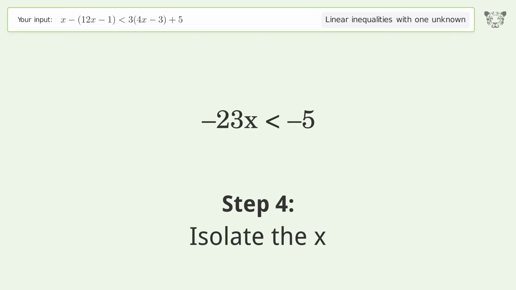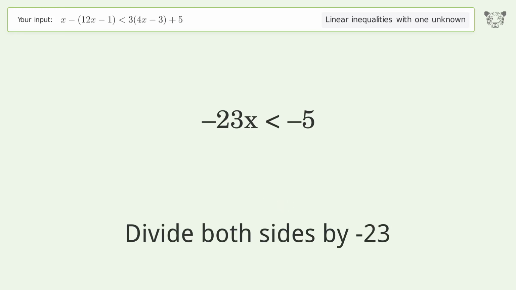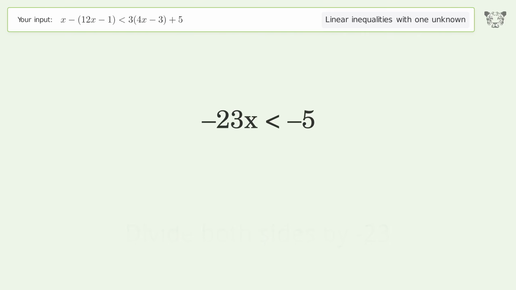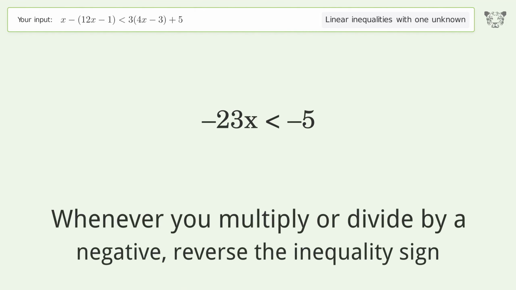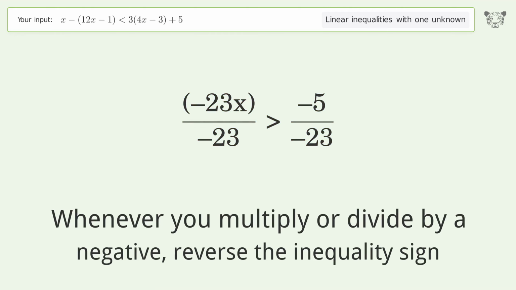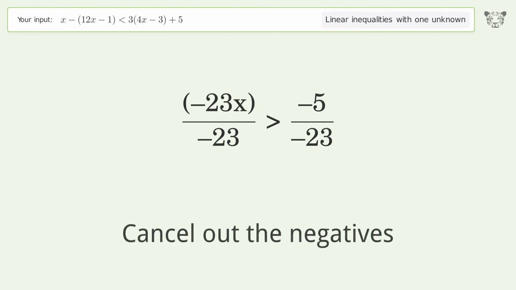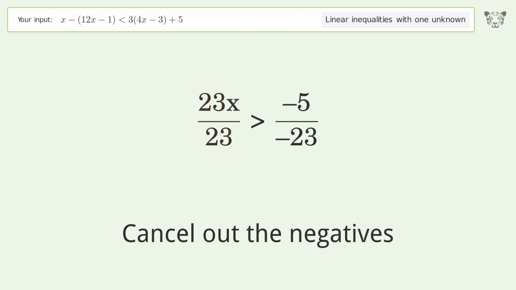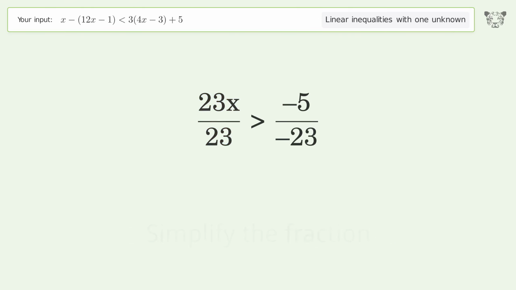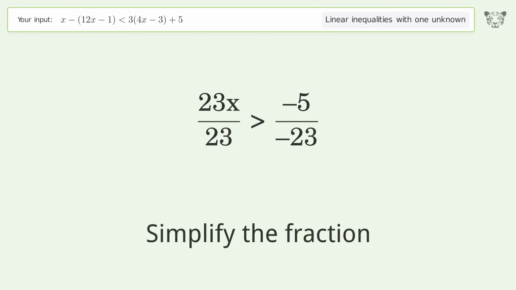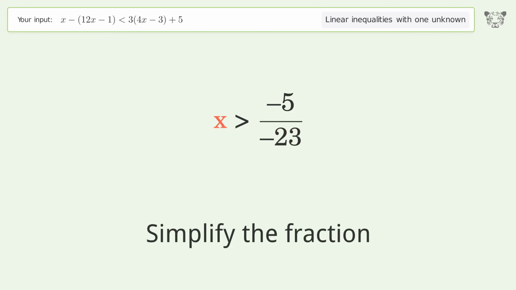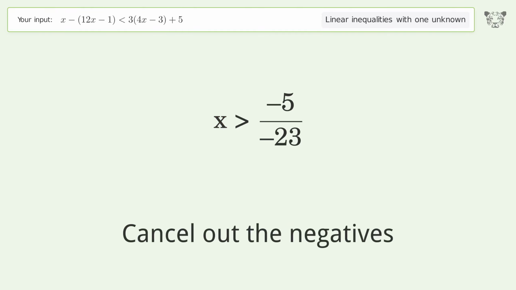Isolate the x. Divide both sides by -23. Whenever you multiply or divide by a negative, reverse the inequality sign. Cancel out the negatives. Simplify the fraction. Cancel out the negatives.